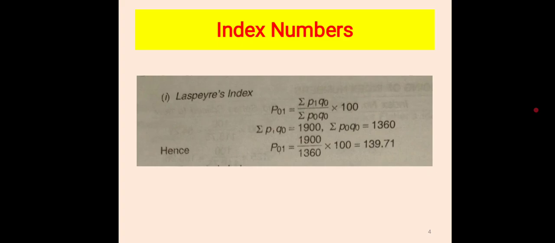The next we have calculated the Laspeyres index. The formula: P01 is equal to summation of P1Q0 by summation of P0Q0 into 100. The summation of P1Q0 is equal to 1900 and the summation of P0Q0 is equal to 1360. Hence P01 is equal to 1900 by 1360 into 100, which is equal to 139.7.